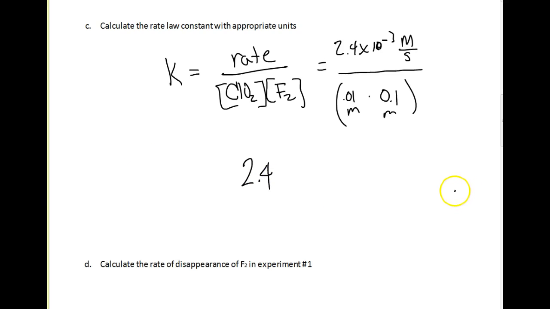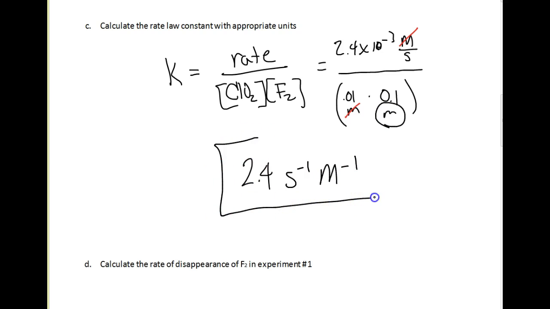2.4. Okay, let's look at our units here real quickly. We have molarity as the numerator and molarity as the denominator canceling. That's all we've got to cancel. So we have seconds to the negative first, and then molarity to the negative first as well. And so that is going to be the value for our rate law constant for this overall second order reaction, first order with respect to both of the reactants.